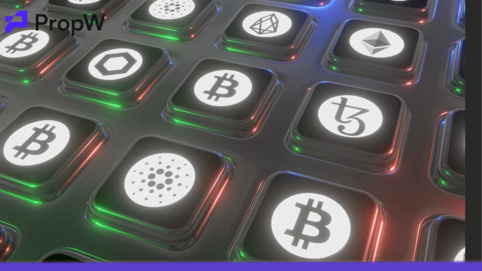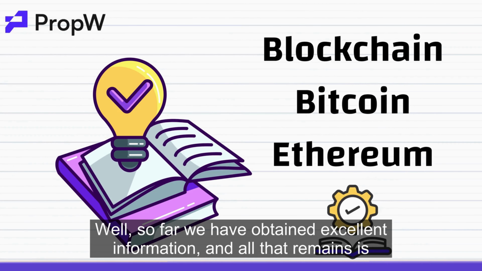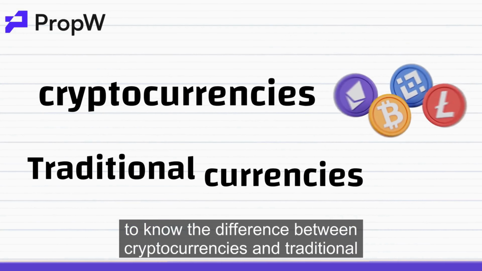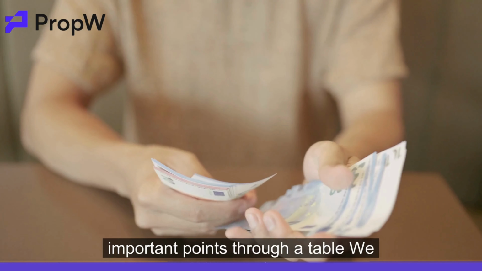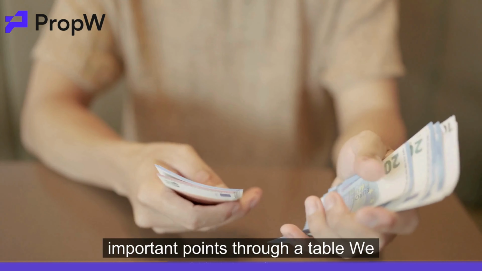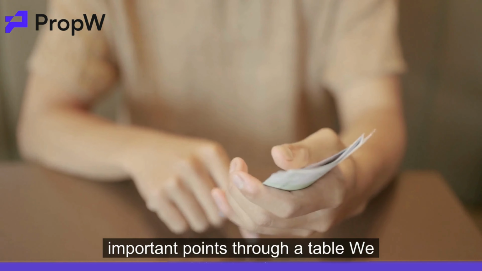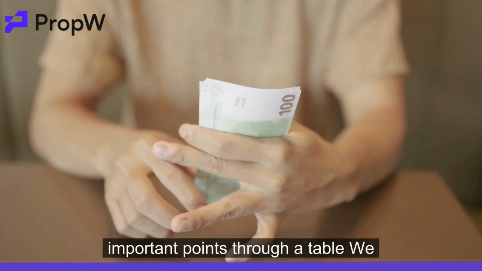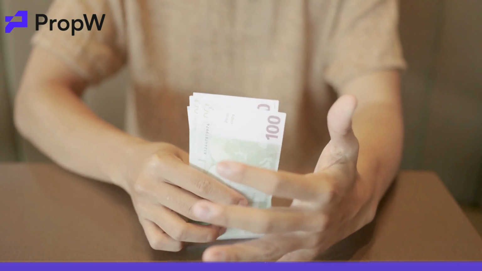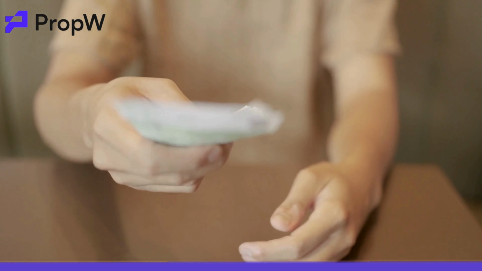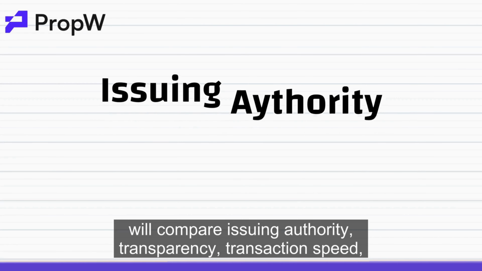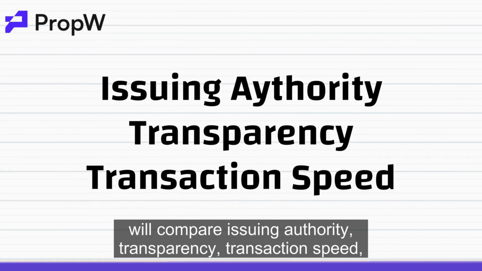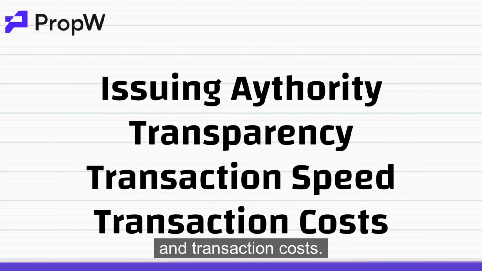Well, so far we have obtained excellent information, and all that remains is to know the difference between cryptocurrencies and traditional currencies, where we will compare the most important points through a table. We will compare issuing authority, transparency, transaction speed, and transaction costs.